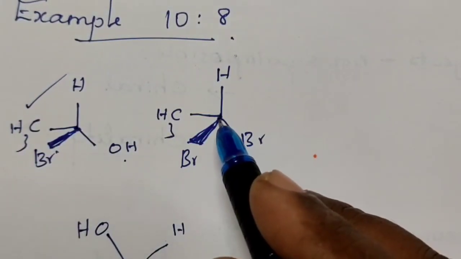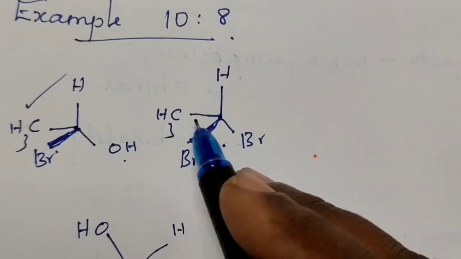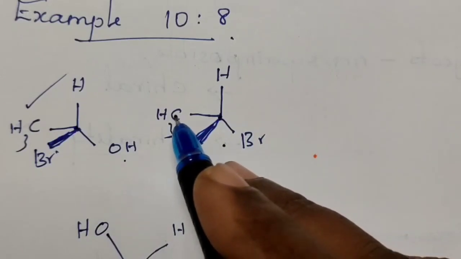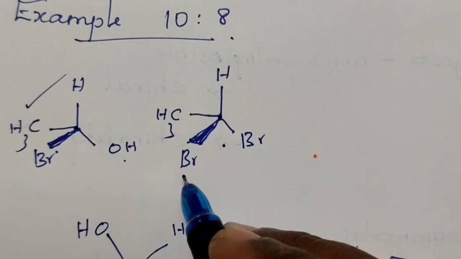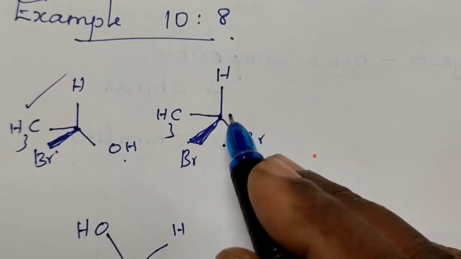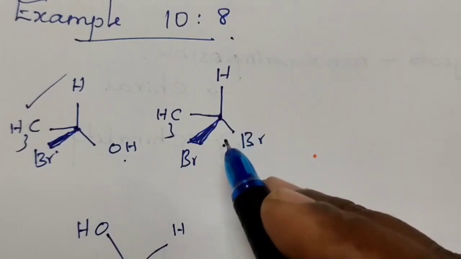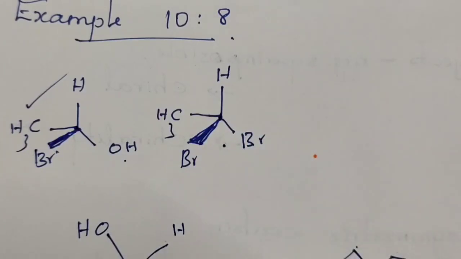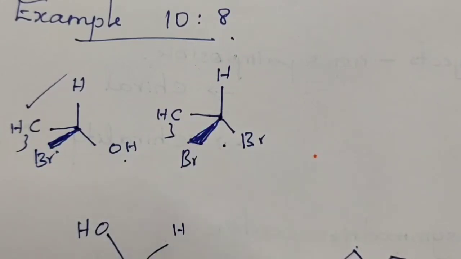What about this? This is the central carbon atom tetrahedrally surrounded, but it is not 4 different groups. CH3 is there, H is there, but 2 Br is there. So, it is not a different group. So, it is an achiral molecule or symmetric molecule. The other one is an asymmetric molecule.